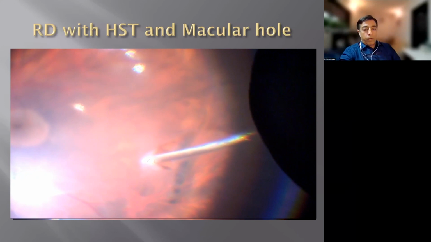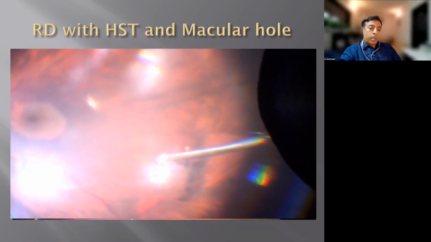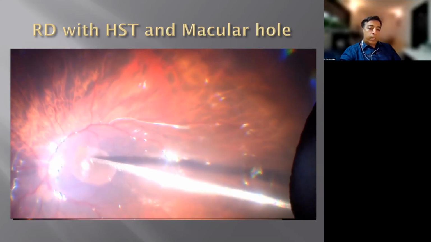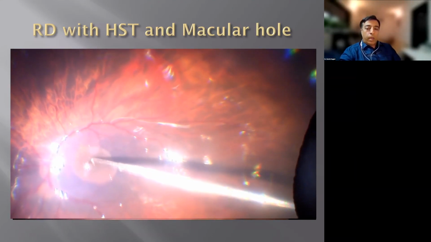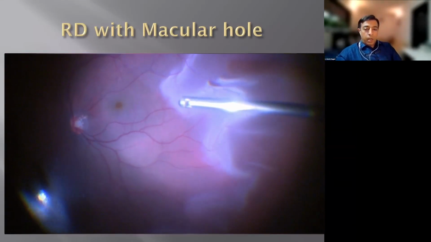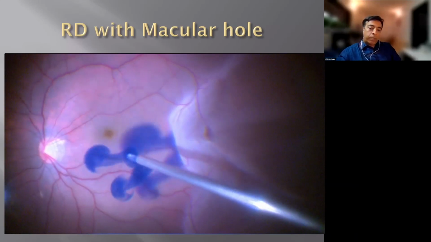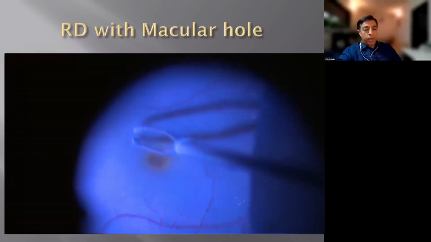You endodrain from the tear which is there at the posterior edge of a lattice. After that, you finish your air fluid exchange and drain from the hole, and finish your laser and do the surgery. This is another case, again, a detachment with a peripheral tear. In this case, it peeled very well without the use of PFCL.